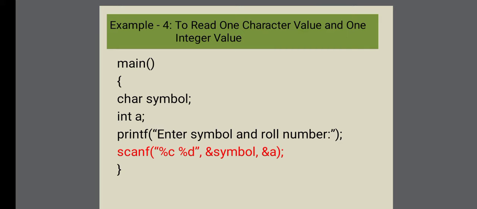Next, what they have given: to read one character value and one integer value. So we have to use the scanf function. Scanf followed by a pair of parentheses. Format specifiers are enclosed within double quotes, that is %c and %d, then comma, ampersand symbol, ampersand a. The same rule applies to scanf also. Number of format specifiers is equal to number of address lists. In printf, I told you the number of format specifiers is equal to the number of variable lists. In scanf, the number of format specifiers is equal to the number of address lists.